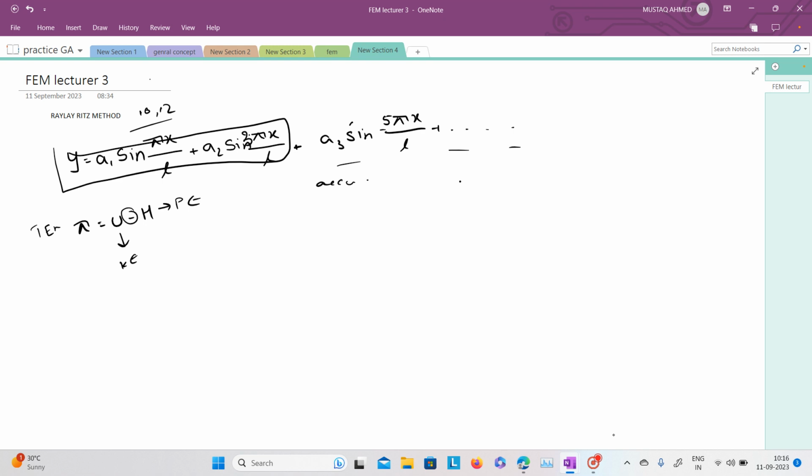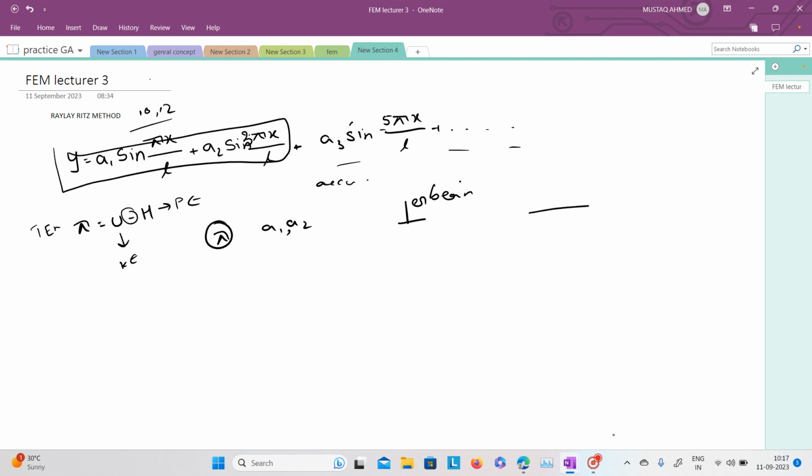We need to find pi in terms of a1 and a2. This will be the final question. At last, what we will find is based on the beam. First we will calculate for a beam.